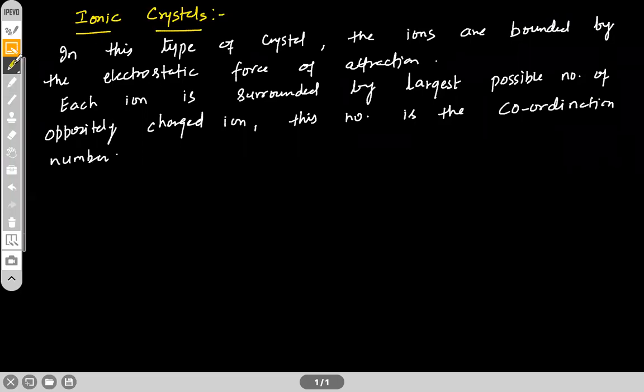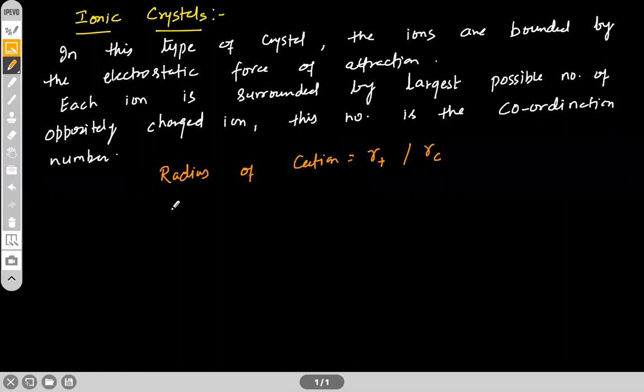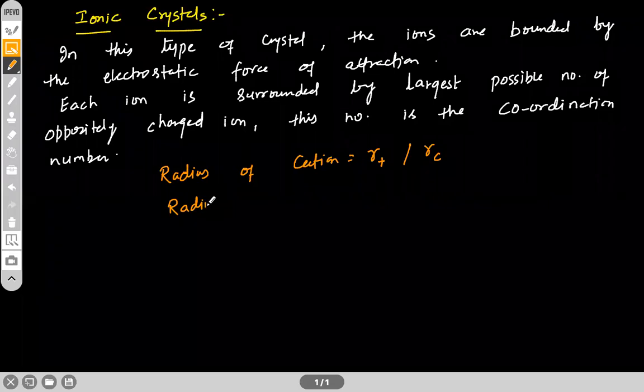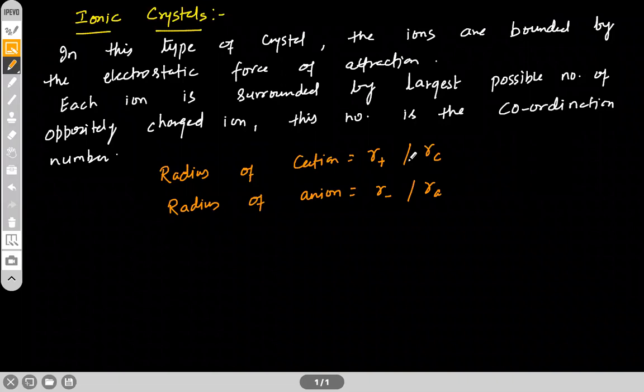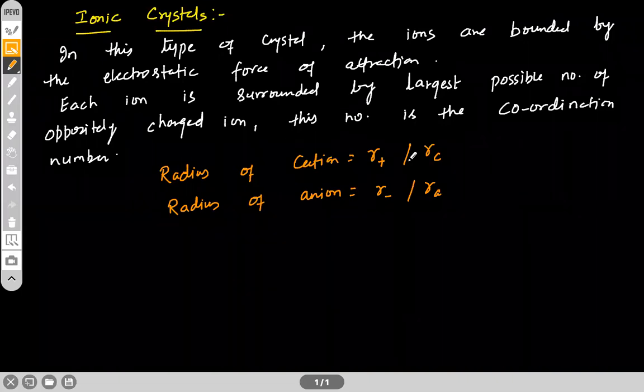So here you see, the radius of cation is written as R plus or RC, and the radius of anion is R minus or RA. This is the symbol we use, R plus, R minus, correct? Okay.